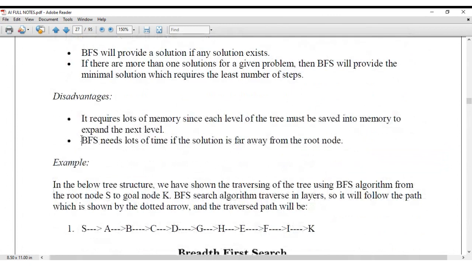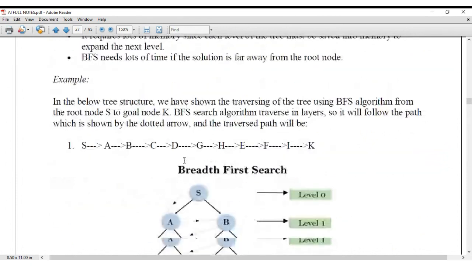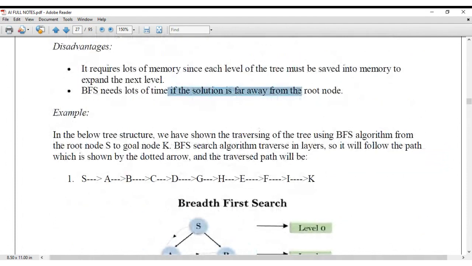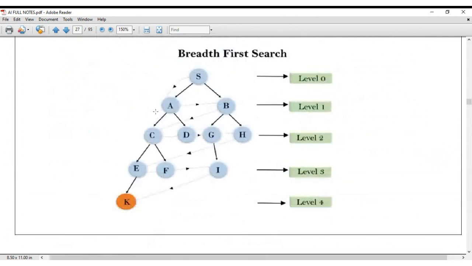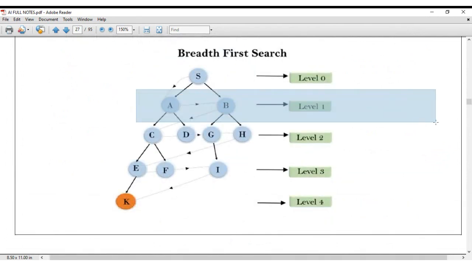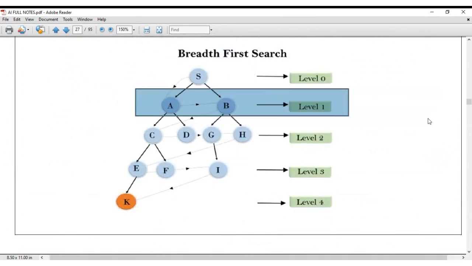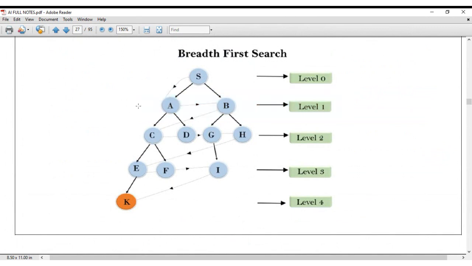Space complexity is an issue, and also time complexity is an issue. Why? Because it needs a lot of time if the solution is far away. Because it's going to search through every level. The thing about breadth first is that it does not ignore any node. It searches through every level. Even if that level has 100 nodes, it will search through all of the 100 nodes. Yet you may find that the solution is actually at level 3, that this is the goal node.